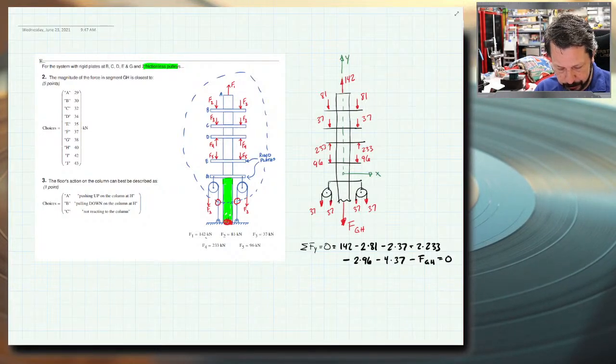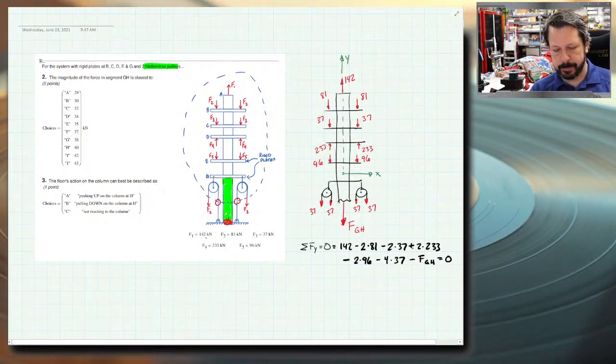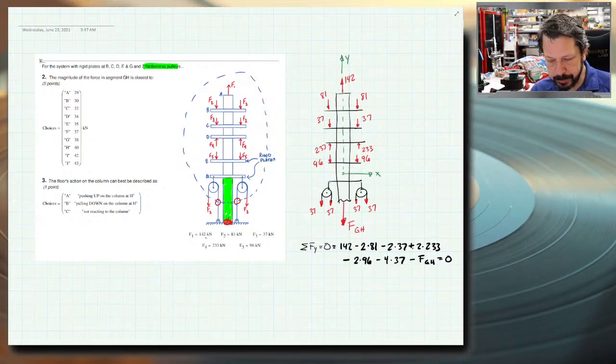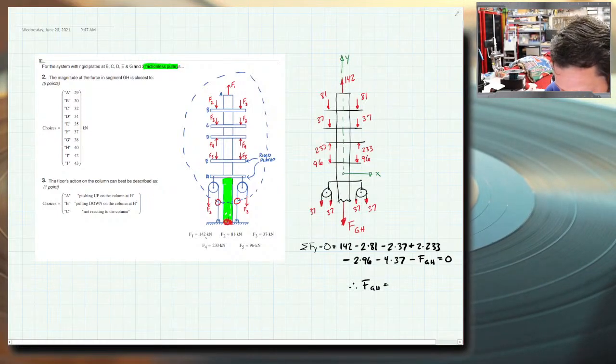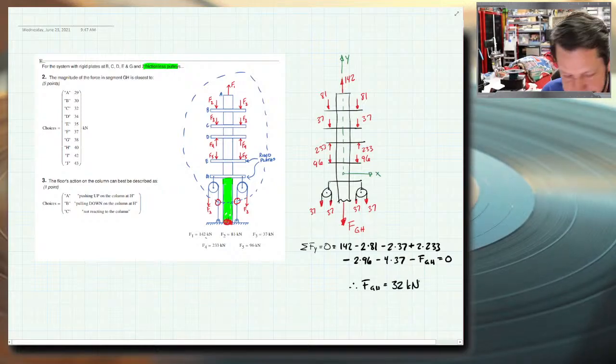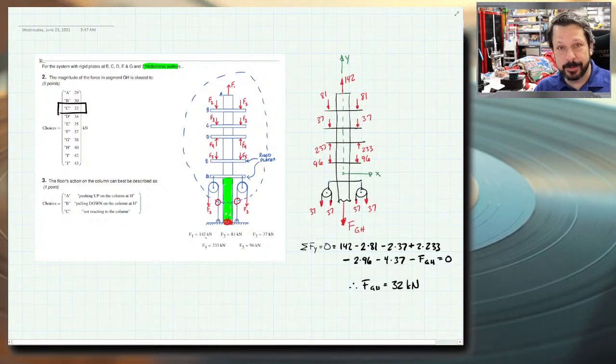So let's see. 142 minus 2 times 81 minus 2 times 37 plus 2 times 233. That's a plus symbol. It's not a very good one, but now it is. Minus 2 times 96 minus 4 times 37 minus FGH. So I'm just going to move FGH to the other side of the equal sign. So whatever number I get here equals FGH. I get 32. Therefore, FGH, moved to the other side and dropping that negative sign, equals 32. These units would be kilonewtons. There is a 32 kilonewton answer, which is nice when you actually calculate one of the answers.